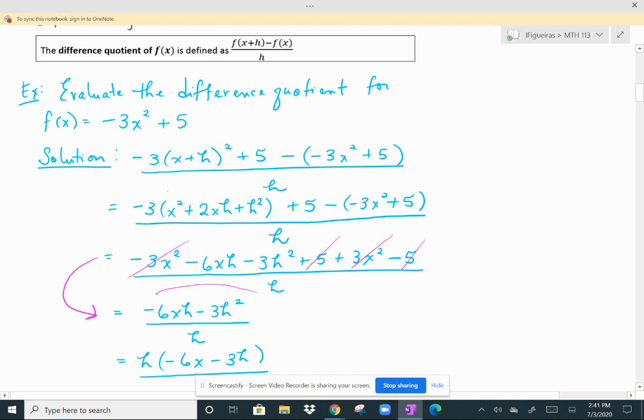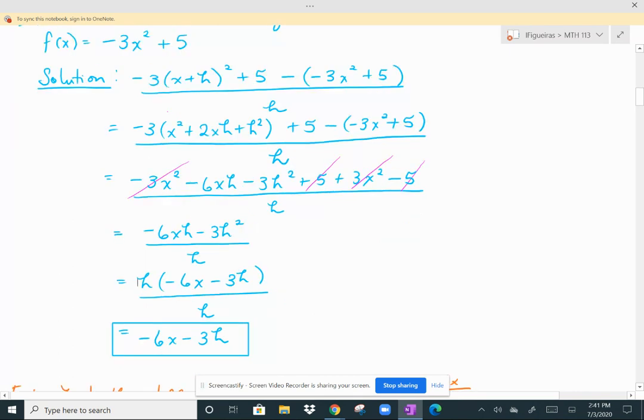Now again, this is a rational function. Rational functions must always be left in simplest form. The way to do that is to factor out an h from the numerator, which is what you see here. So I have h times negative 6x minus 3h all over h, and then the h's cancel each other out, and your final answer for the difference quotient is what you see in the box: negative 6x minus 3h.